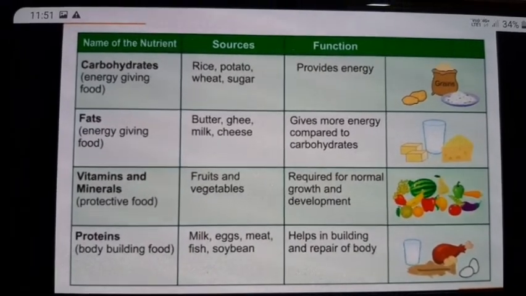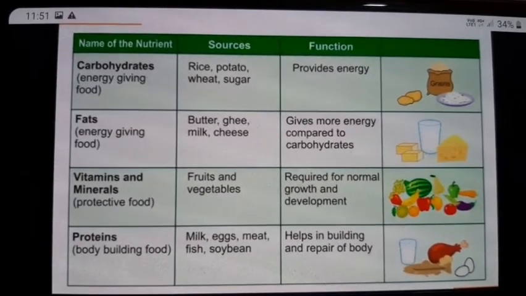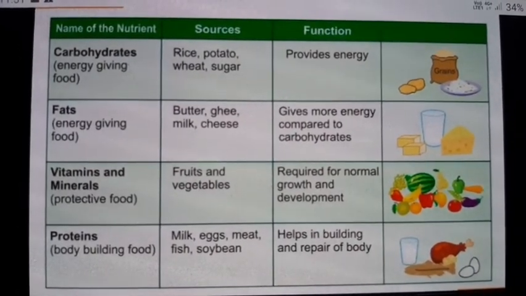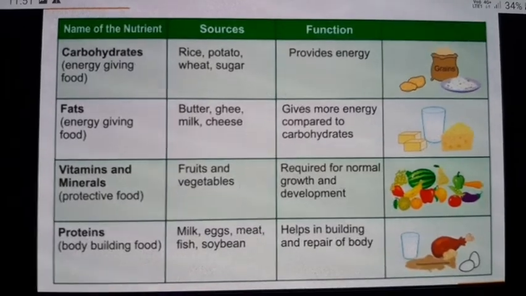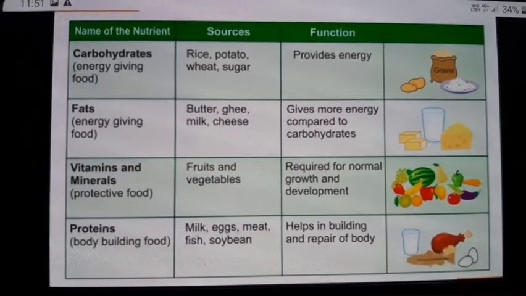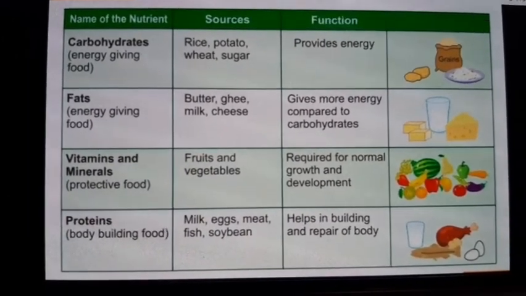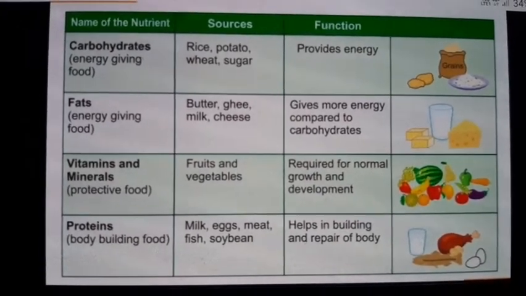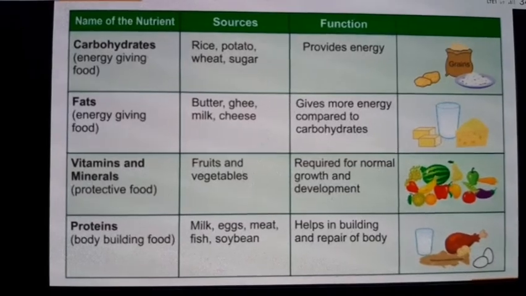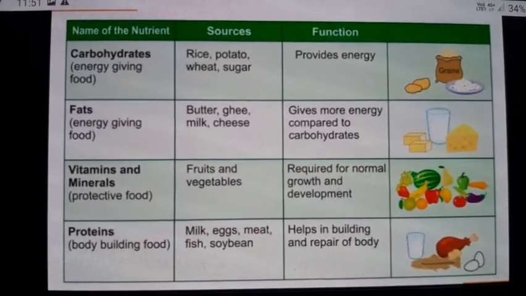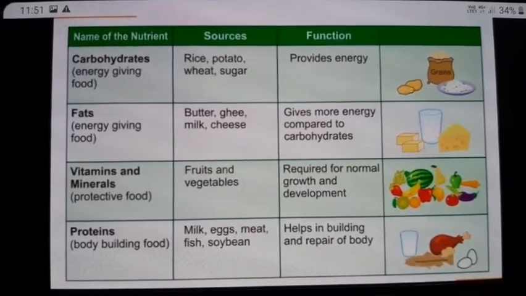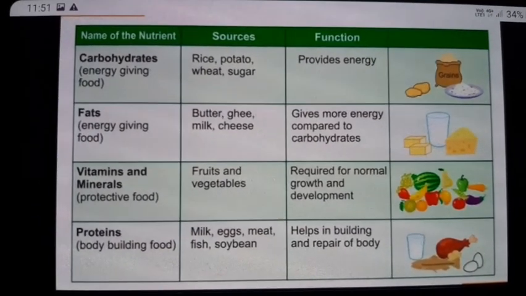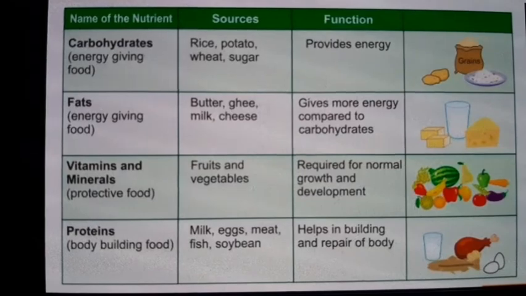It was all about the major components of food that are included in our diet. Let us now summarize what we have learned. First is carbohydrates, which are energy-giving foods. The sources are rice, potato, wheat, and sugar. The major function is to provide energy. Second is fats. Fats are energy-giving foods, such as butter, ghee, milk, cheese. They give more energy as compared to carbohydrates.